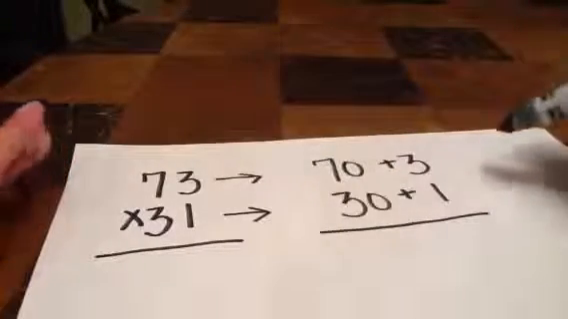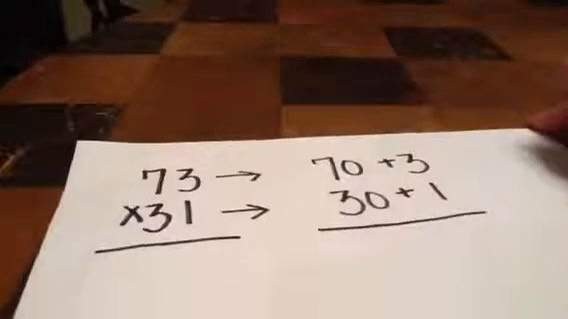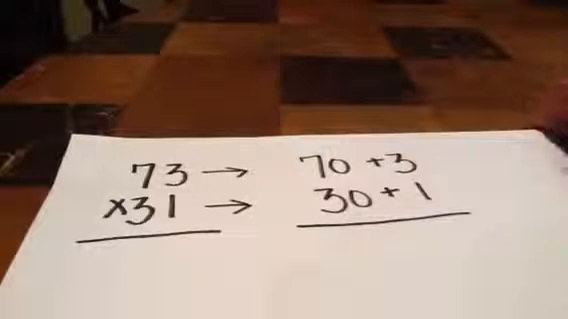And this is the only model that you can't do if you have a 3-digit number. You can do the area model with a 3-digit number. All right, now let me grab a different color so that I can show you how we multiply the numbers.